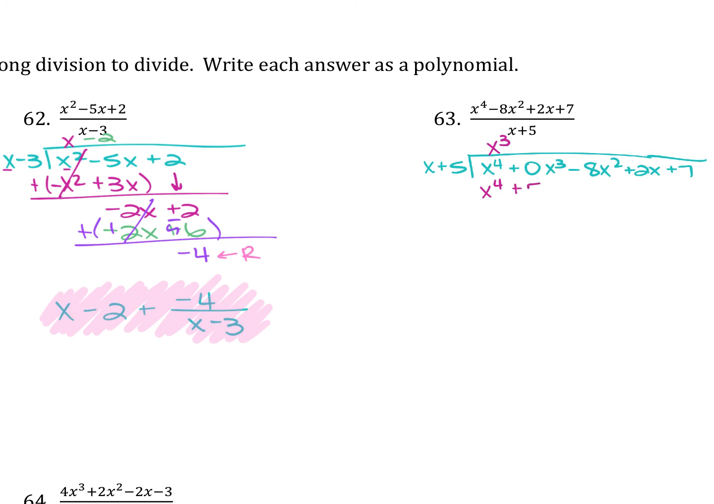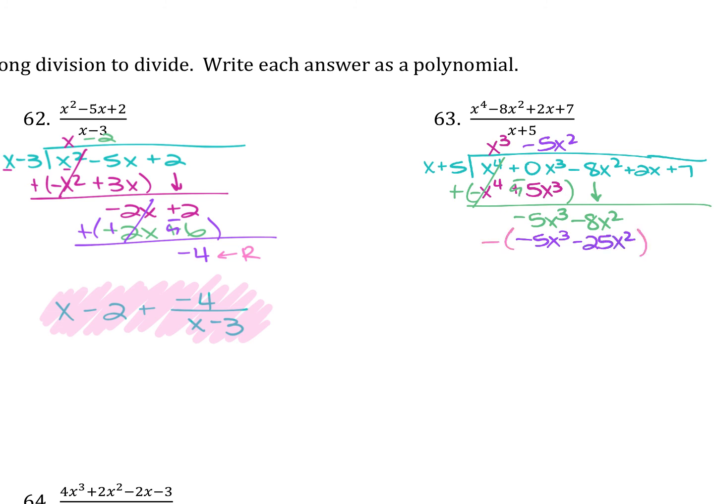X cubed times 5 is 5x cubed. We are going to subtract or add the opposites. The x to the 4th powers cancel out. We have -5x cubed. We drop down that -8x squared. So x times -5x squared is -5x cubed. The -5x squared times 5 is going to be a -25x squared. Subtract or add the opposites. Your 5x cubed cancel. The -8x squared plus 25x squared gives us 17x squared.